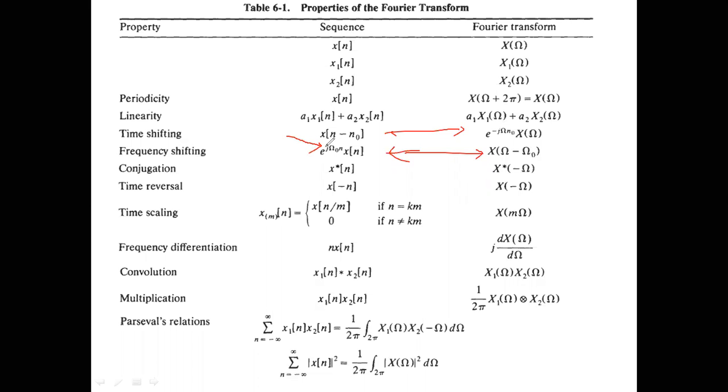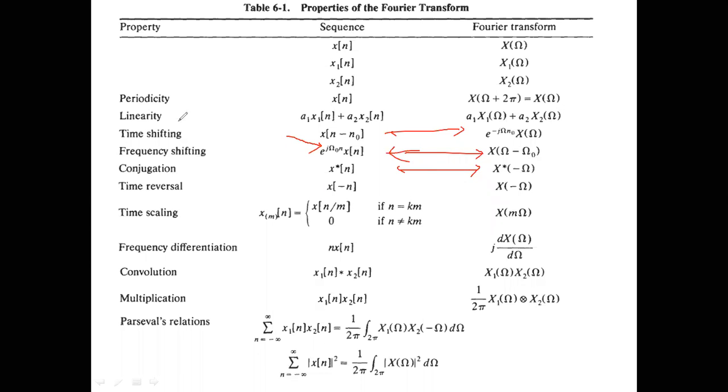So that was that. Conjugation: if x of n gives you X of omega, the conjugation of x of n gives you the conjugation of X of omega, with every negative frequency converted into positive frequency and every positive frequency converted into negative frequency. We'll see this particular property as and when some numericals arise.